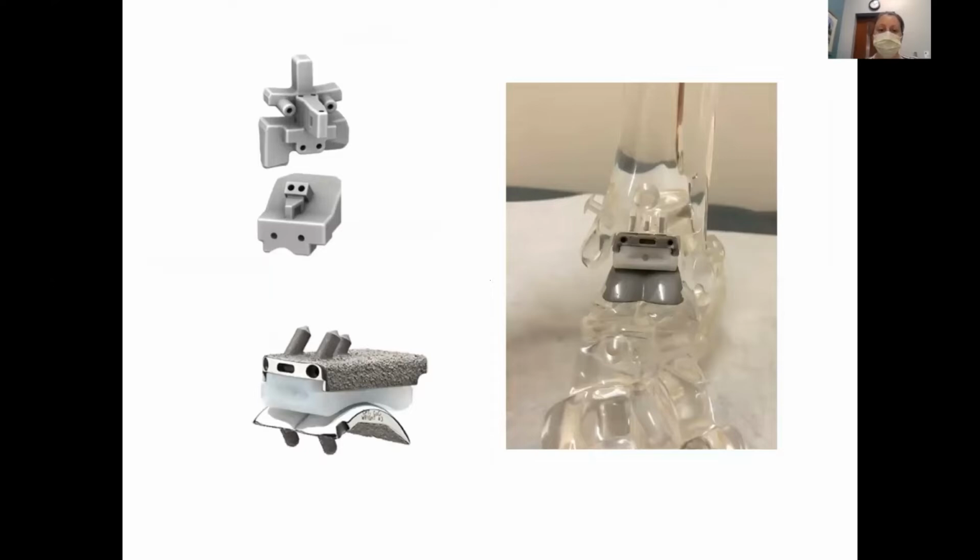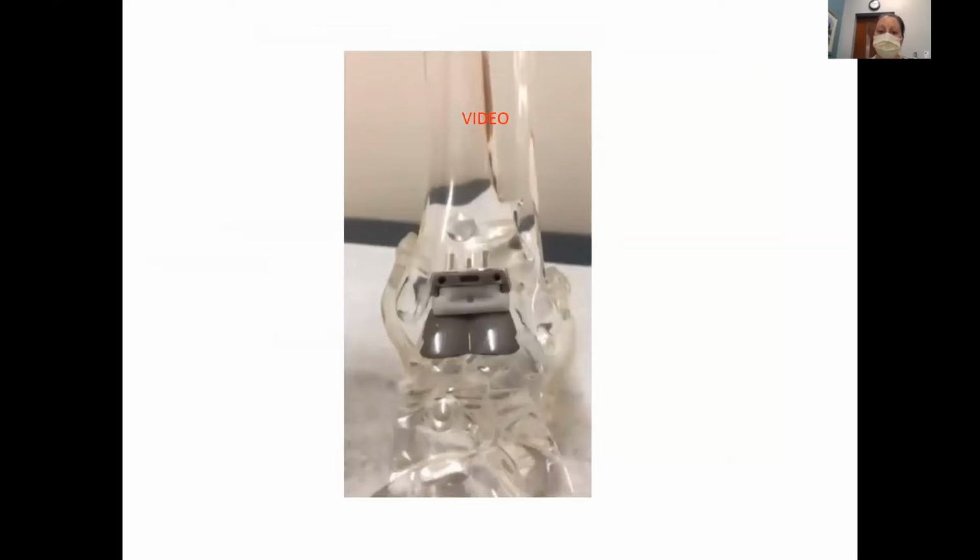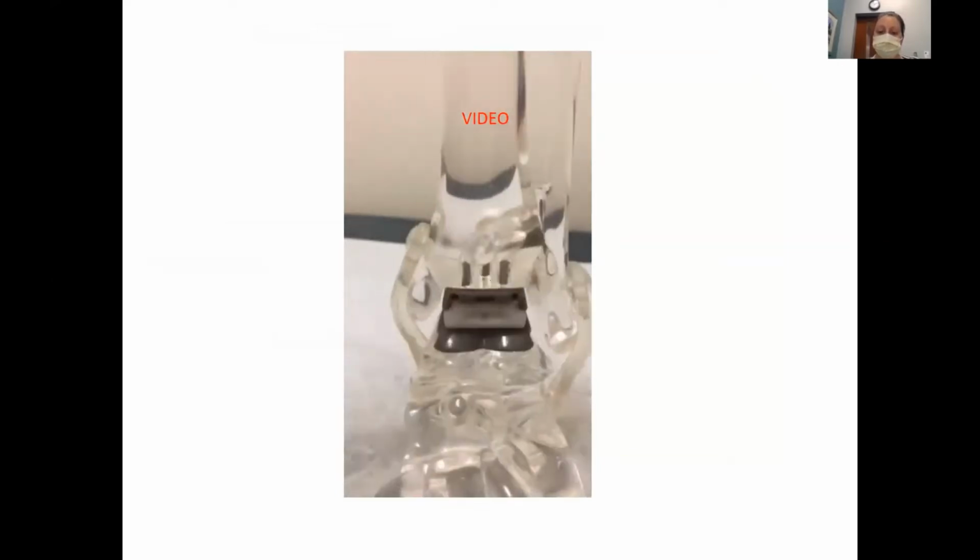So this is just an example of what an ankle replacement looks like on a model. As you can see, it's metal and plastic in between. And then here's a video of what the normal function of the ankle joint looks like after you've had this implant placed.